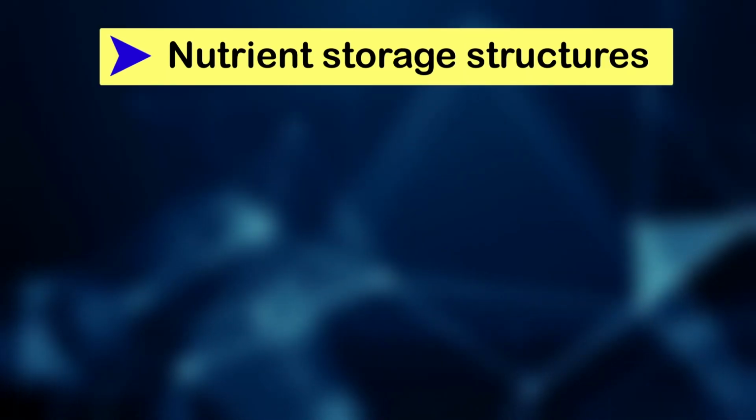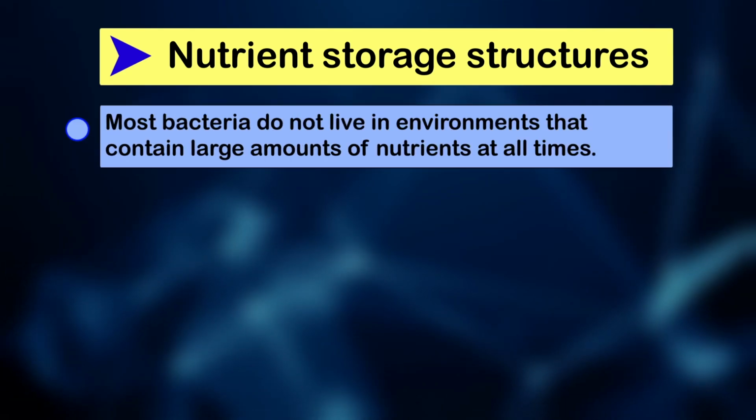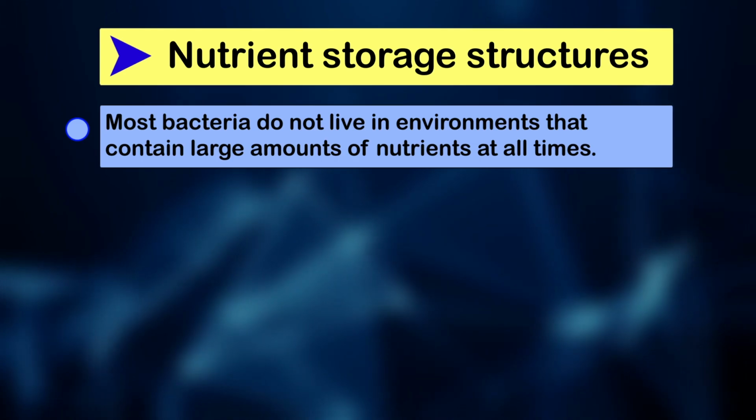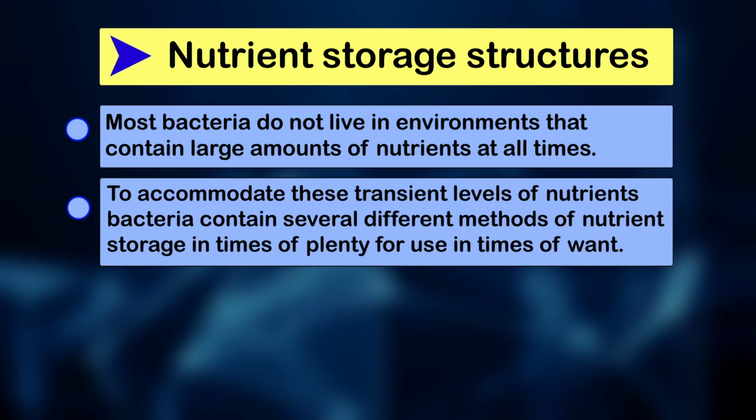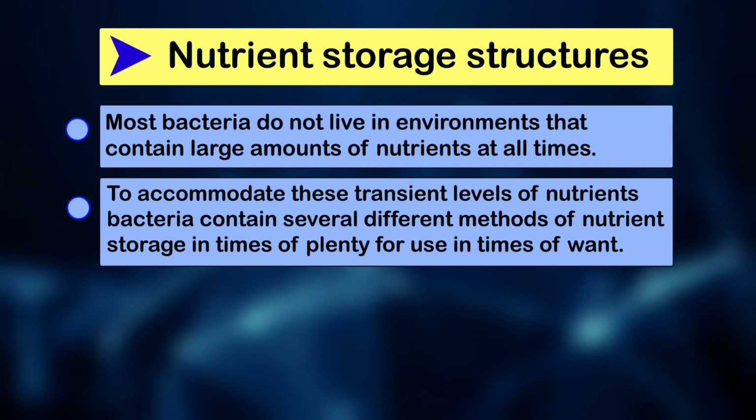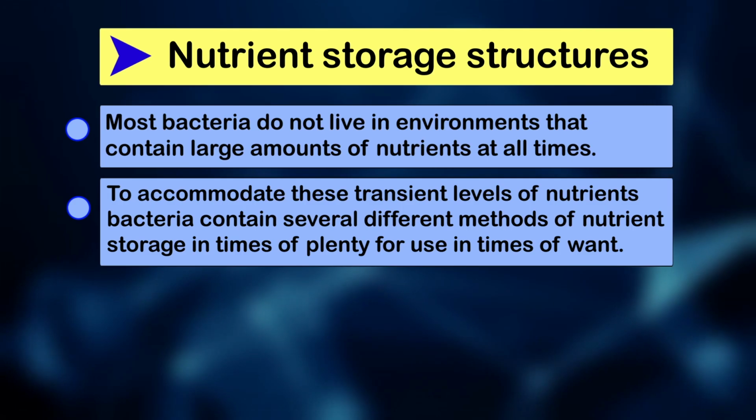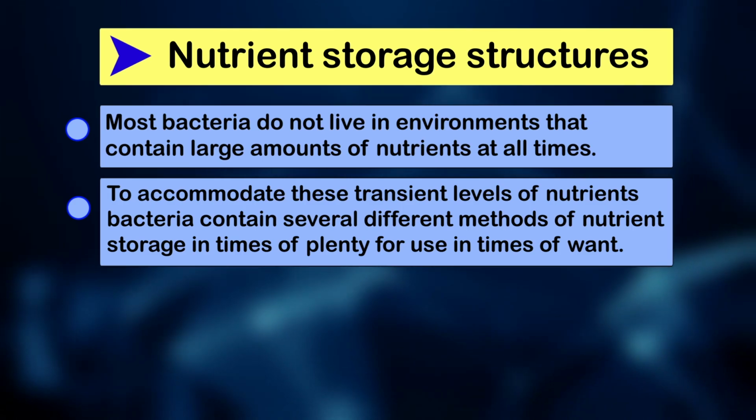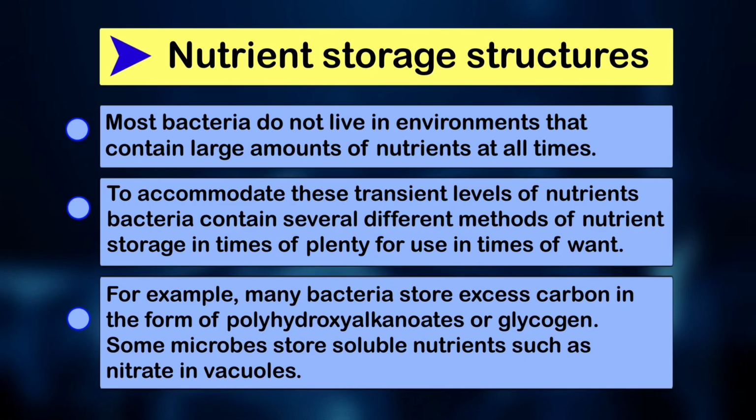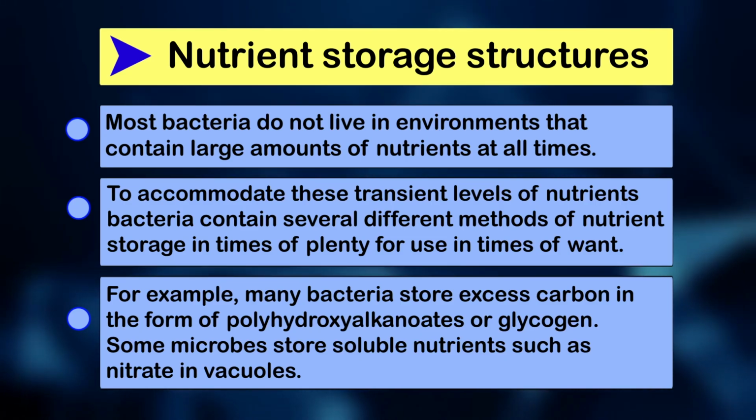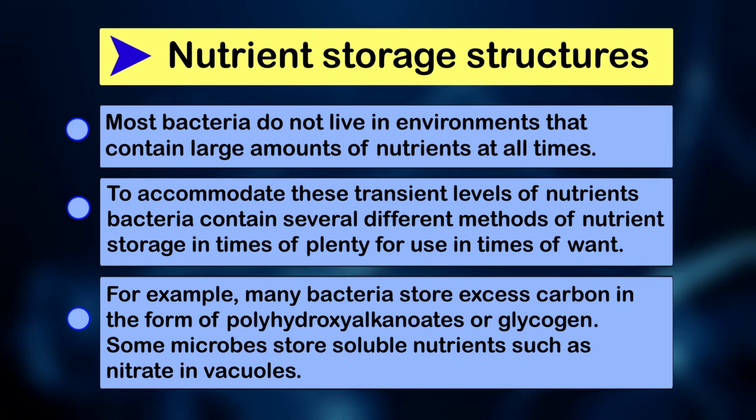Nutrient storage structures. Most bacteria do not live in an environment that contains large amounts of nutrients all the time. To accommodate these varying levels of nutrients, bacteria contain several different methods of nutrient storage in times of plenty for use in times of want. For example, many bacteria store excess carbon in the form of polyhydroxyalkanoate or glycogen. Some microbes store soluble nutrients in vacuoles.